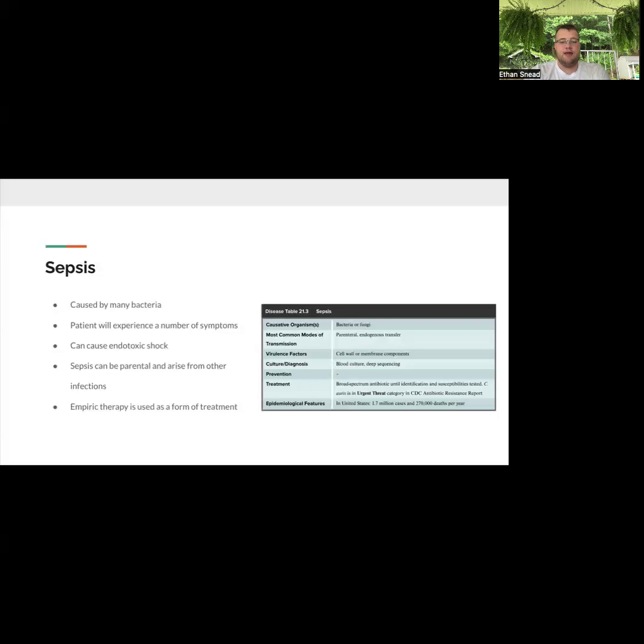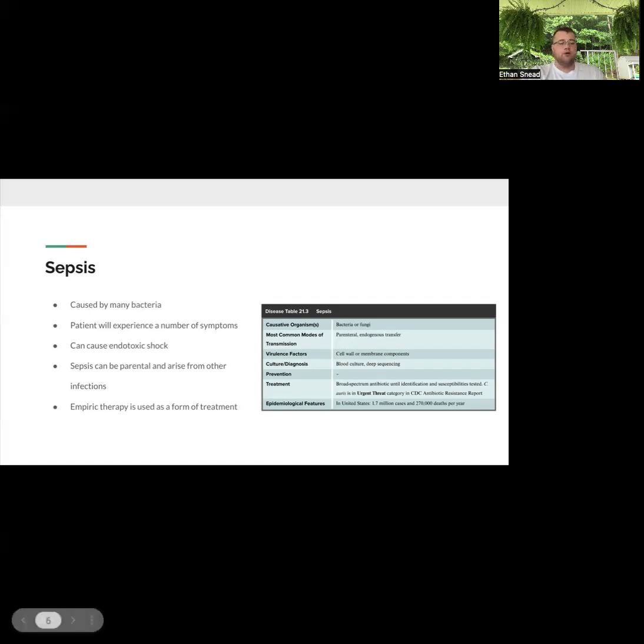And sepsis can also be parenteral, and it can arise from different infections as well, such as a UTI or renal infections, prostate infections, pancreatic, gallbladder, skin, and so forth. And it can also happen as a result of unclean surgical tools in a surgery and so forth.